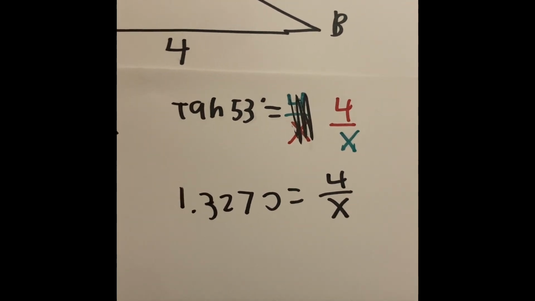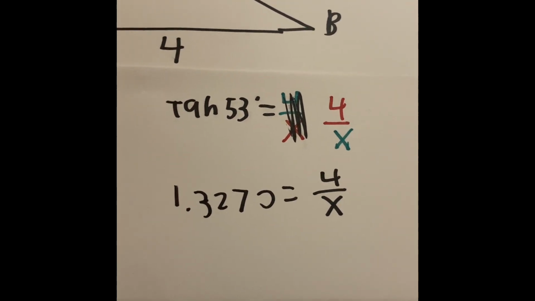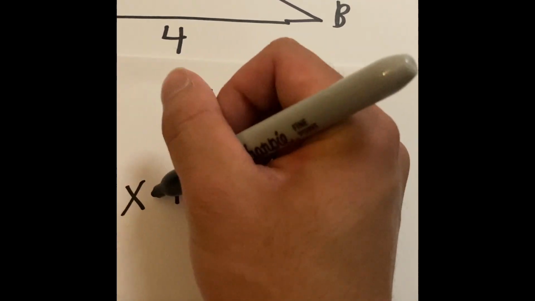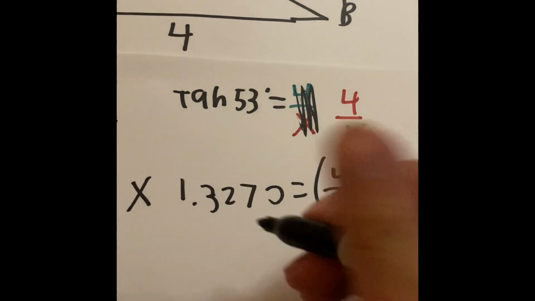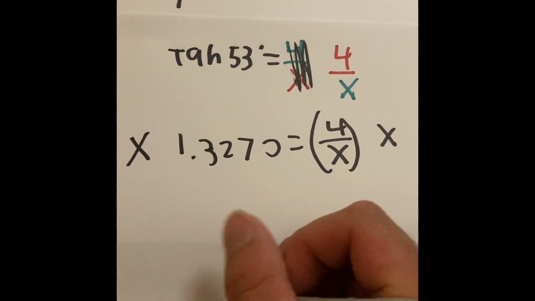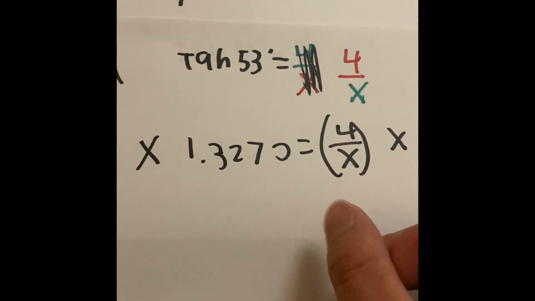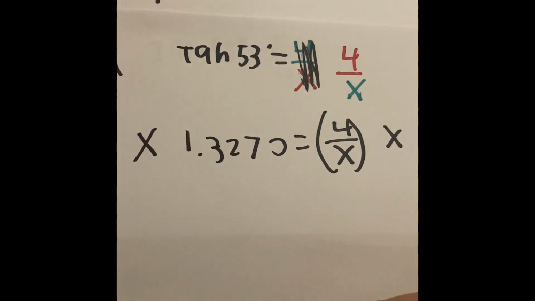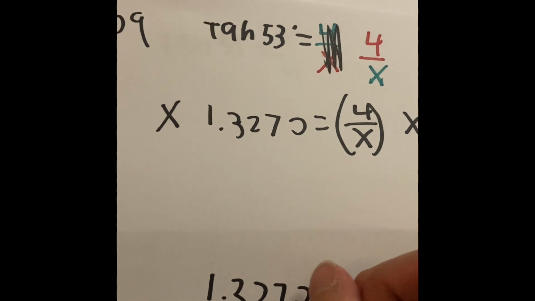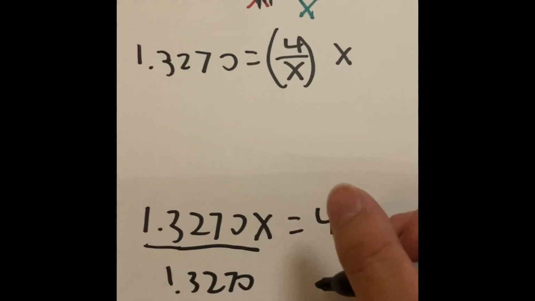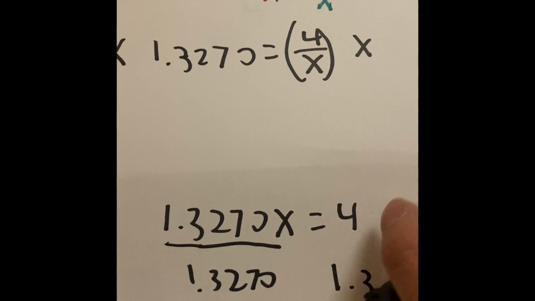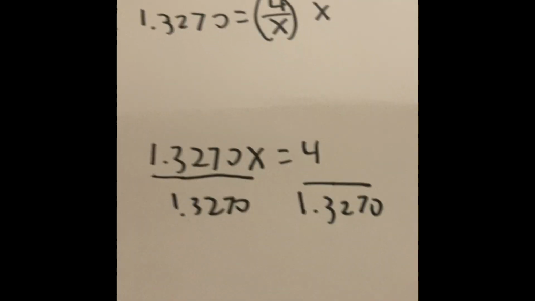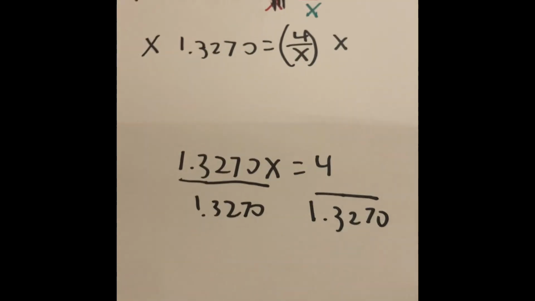What we have to do now is multiply this side by x and multiply that side by x. So now we have 1.3270x equals 4. If I divide this side by 1.3270 and divide that side by 1.3270, we use simple algebra in this step. There is one little problem.